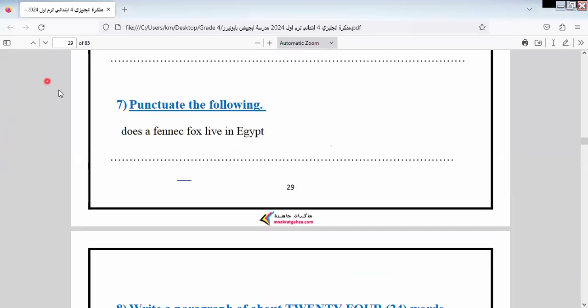Here we have punctuation. What are the missing punctuation marks in this sentence? We must write it in capital letter because you start the sentence. So we must start the sentence with a capital letter and put a question mark at the end of the sentence. This is the missing punctuation here. Okay, let's go to another question.